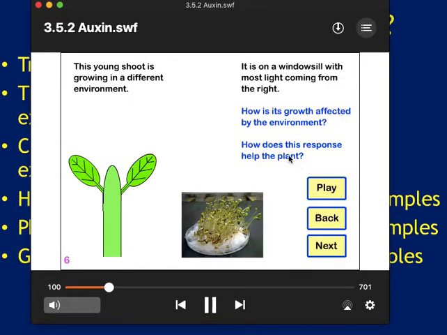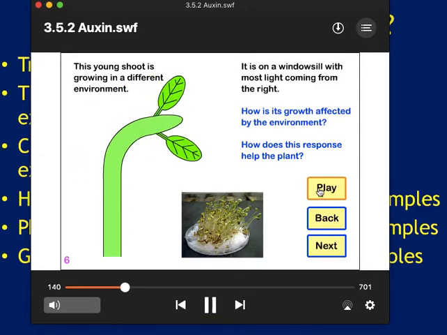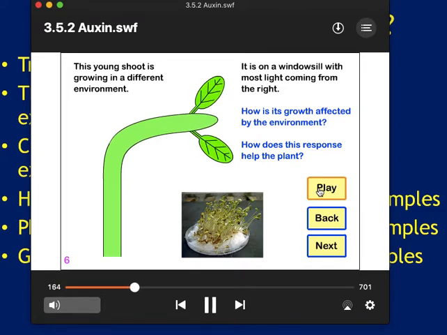So here we go. Tropism is essentially a plant's response to some external stimulus. So here's our little plant. It's growing on a windowsill with most light coming from the right. So what happens to it? The plant will actually bend toward the light. So the tropism is the plant's response. It's growing towards the light.